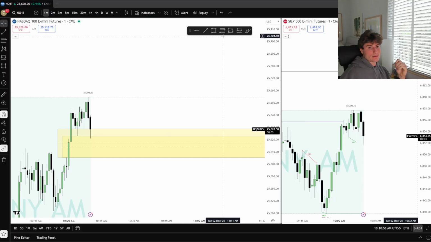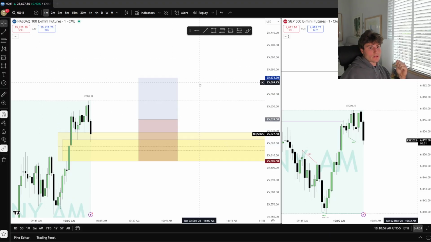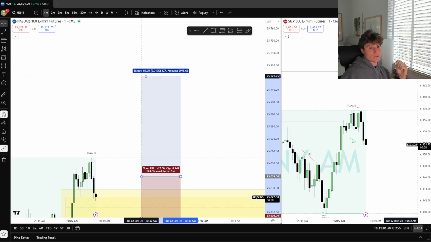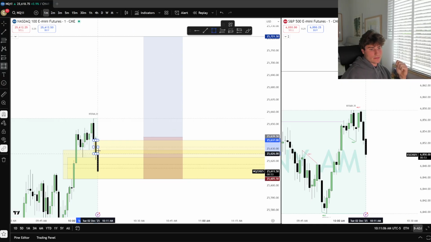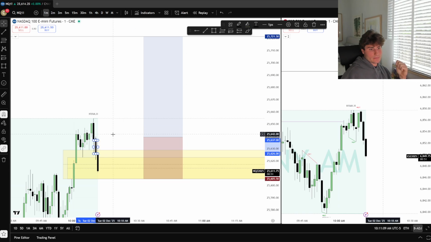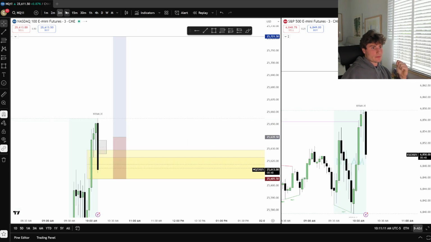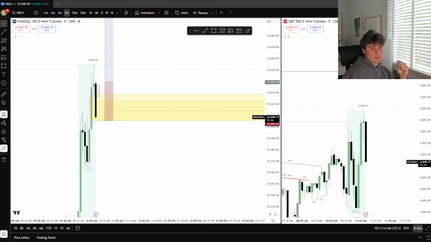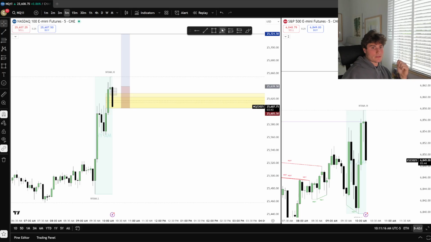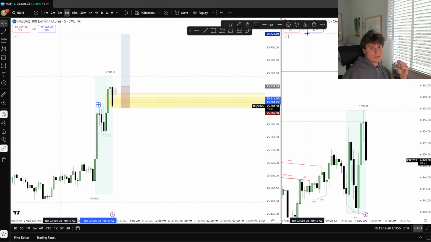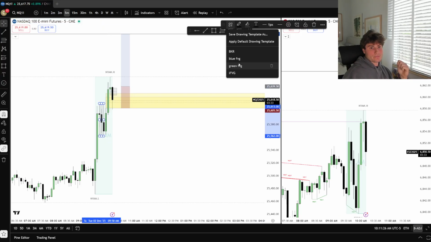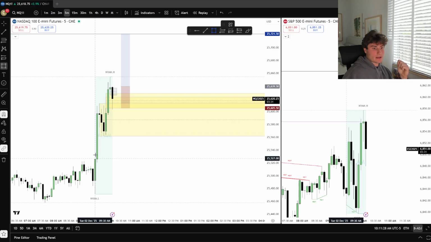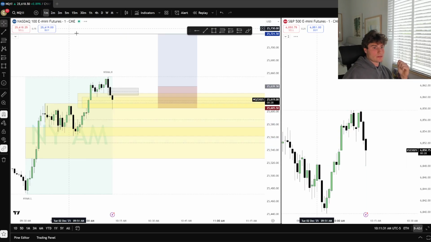If we get this inversion, we can ride this up to 4-hour equal highs right there. And if we dump even more, we got so much wiggle room. We got this 5-minute order block that we just tapped into as well. And we got this 5-minute fair value gap as well.